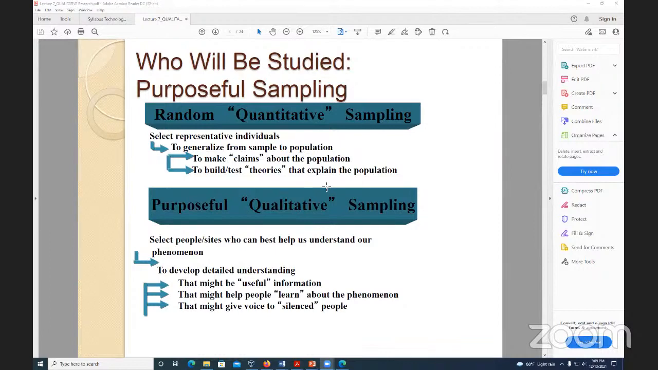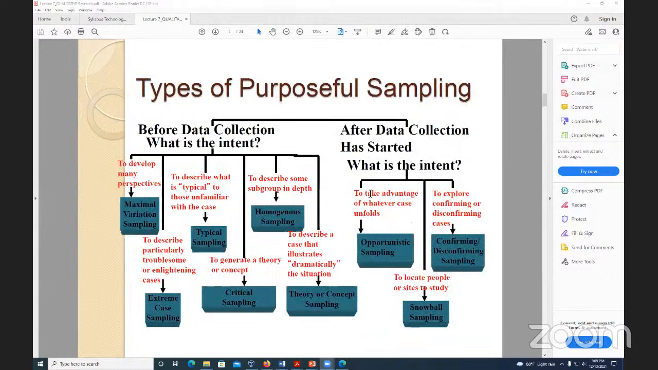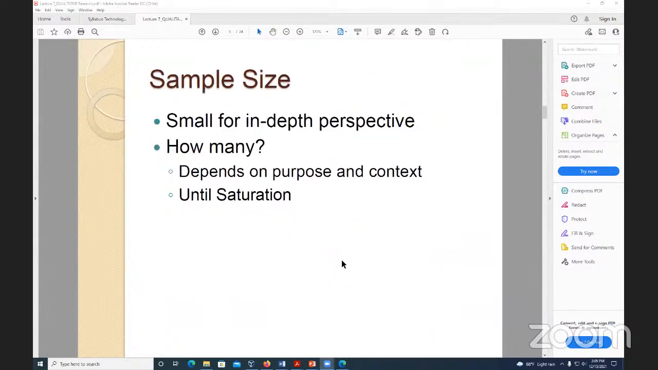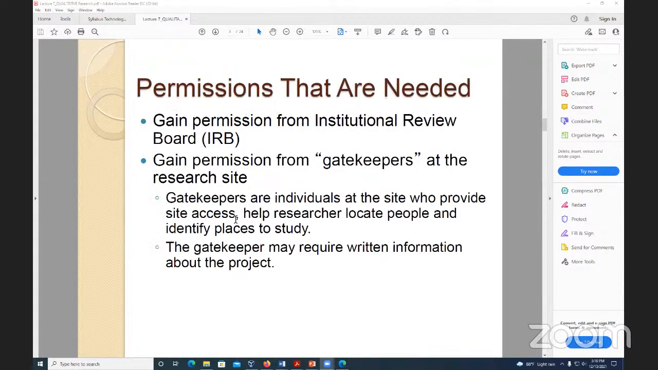So basically, qualitative research projects tend to be where you don't know much about the thing based on what is in the academic literature. And so you're trying to get useful information to learn about things, maybe to give voice to silenced people. There are many ways you can approach that data collection, which you can read at your own time. Usually it's a very small number of people to get an in-depth perspective, and you do it generally until you get a pattern. So it's usually up to 30, but if the pattern comes before that, it can be less than that.